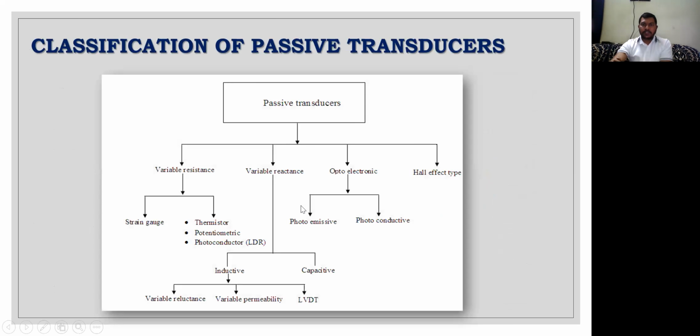Okay, classification of passive transducers. These passive transducers are classified like variable resistance: strain gauge, thermistor, potentiometer, photoconductor like LDR. Then we have variable reactances, which are inductive transducers: inductive, capacitive, variable reluctance, variable permeability, and LVDT.